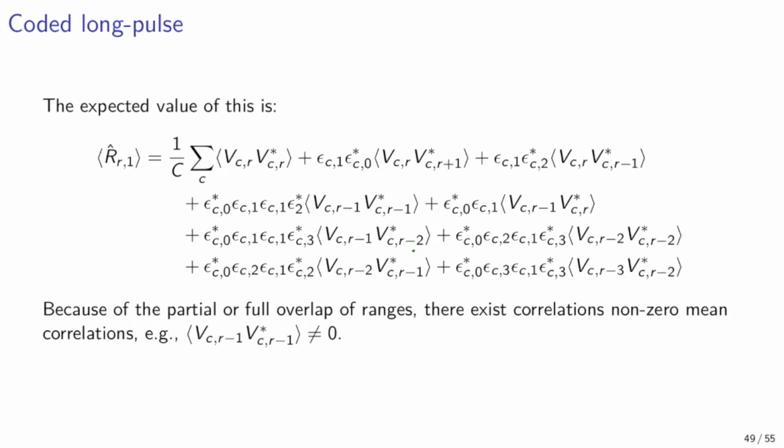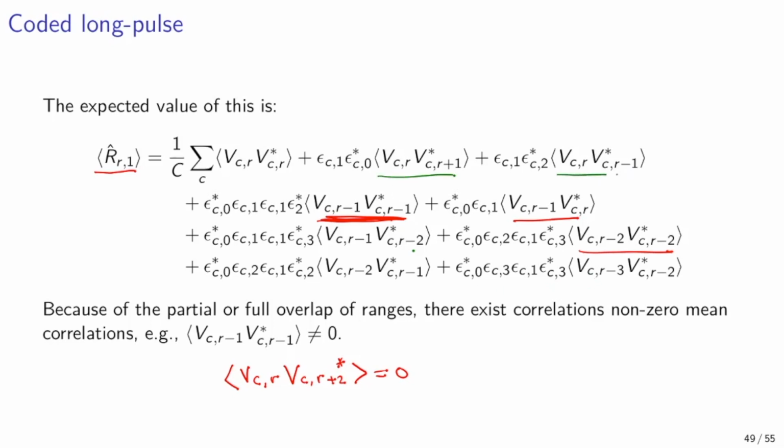If we now look at the expected value of our estimator for the autocorrelation function at range r and lag 1, we arrive at this. I have already dropped all of the cross terms where the scattered voltage is at a larger range offset than 1, because in this case the scattered voltage is uncorrelated, because there is no overlap in range. However, all of these terms are correlated. This term, for example, is correlated because it comes from the same range. This term also comes from the same range, so it's correlated.